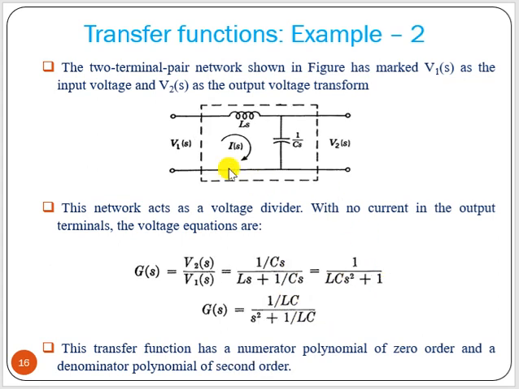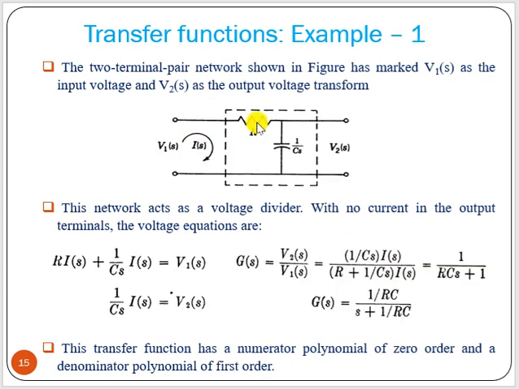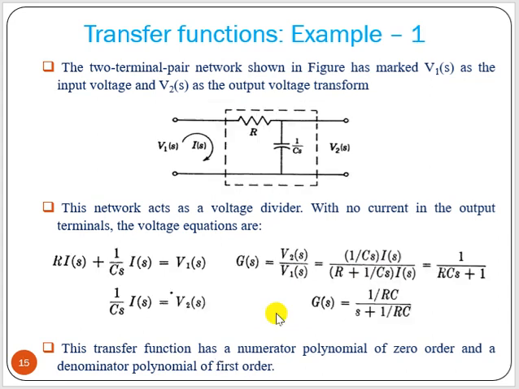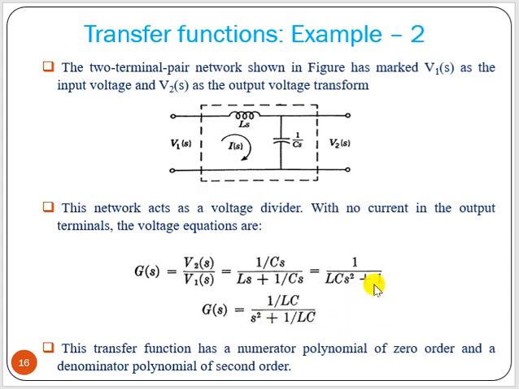Second example: in this case, instead of R we have an inductor. So V2 by V1, what can we write? By the voltage divider rule, 1 by Cs divided by 1 by Cs plus sL, into V1. So V1 we can take to this side, and we get this transfer function. We can solve it and we get a numerator polynomial of zero order but a denominator polynomial of second order. In the previous case it was first order, now it is second order.